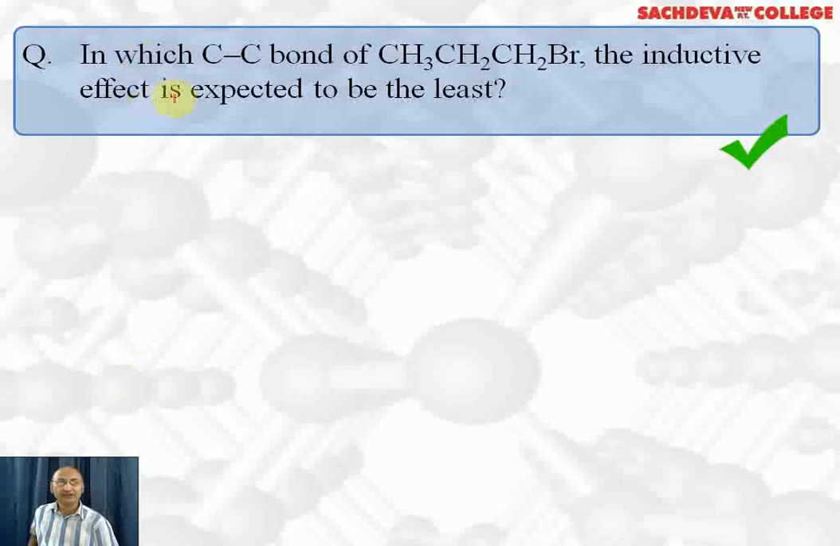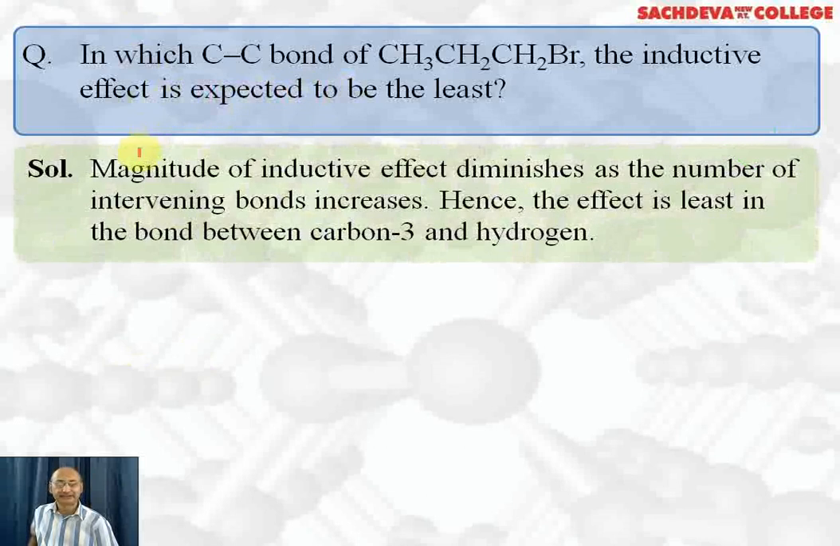Next question: in which of the carbon-carbon bonds of CH3CH2CH2Br is the inductive effect expected to be least? The magnitude of the inductive effect decreases as the number of intervening bonds increases. Hence, the effect is least in the bond between carbon 3 and hydrogen. This is carbon 3. Here, the inductive effect will be minimum. Maximum will be with the first carbon, which is directly attached to the bromine. And this will be intermediate because it is slightly away from Br, but this is far away, at the third carbon, so here the inductive effect will be minimum.